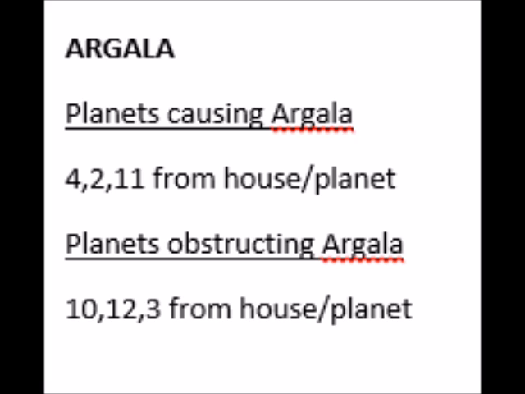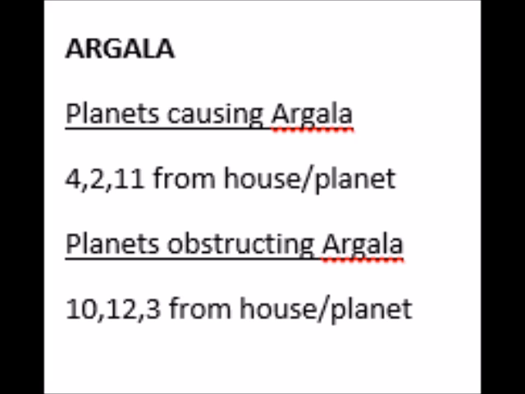He has given rules explaining how these Argalas can be obstructed, and the rule is that planets in the 10th, the 12th, and the 3rd from the house will be obstructors to the Argala. So Argala is caused by planets in the 4th, 2nd, and 11th from the house or a planet, while its obstructors are considered to be planets sitting in the 10th, the 12th, and the 3rd from the house or planet in question.